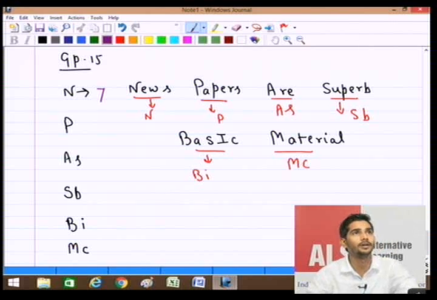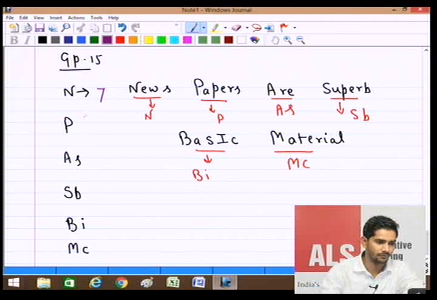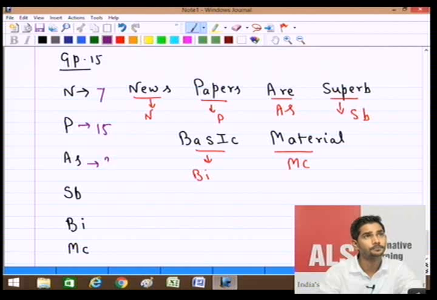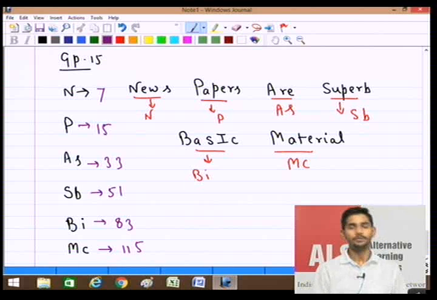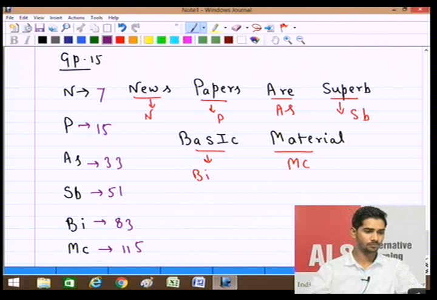So I have got answers. Very good. So phosphorus is 15, 33, 51, 83 and 115. So this is how we can remember group 15. So guys, let's move on to the next one.